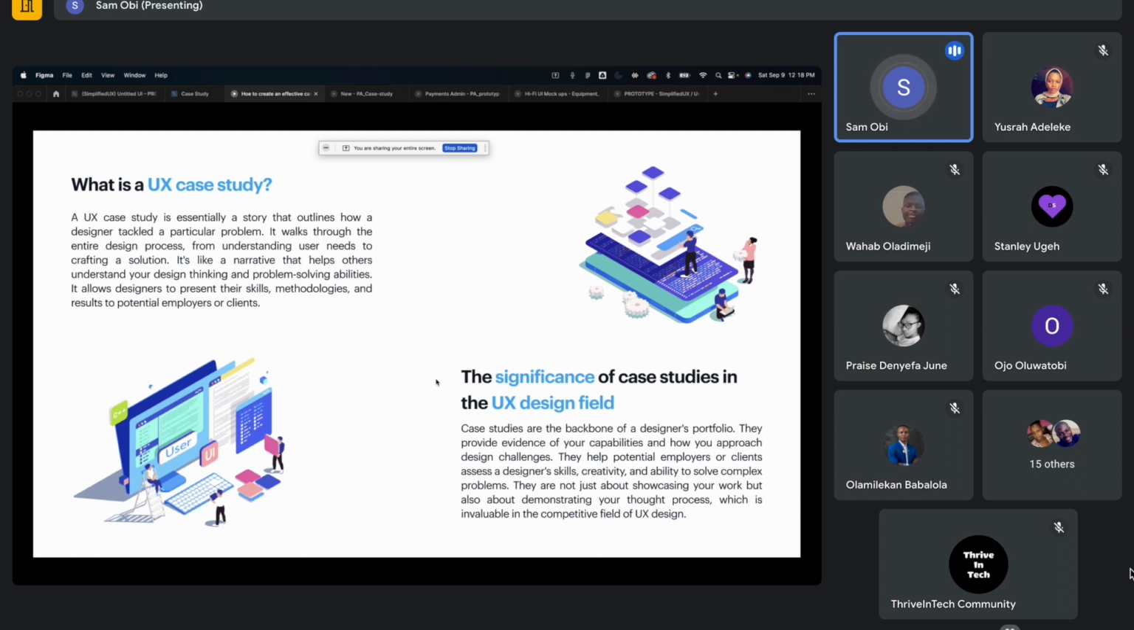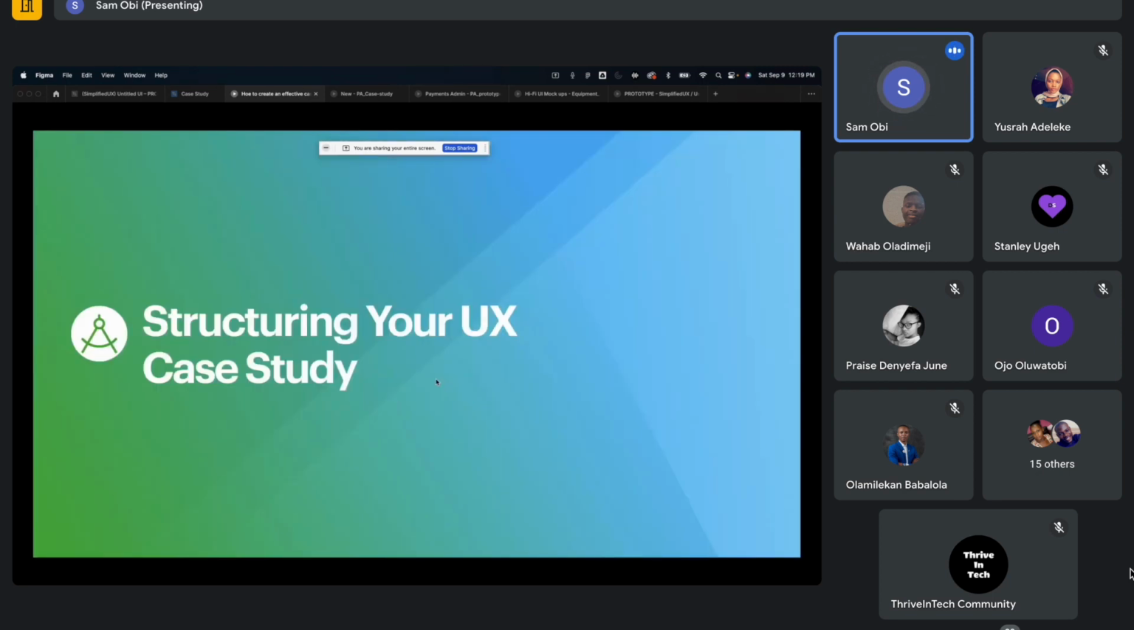So this provides evidence of your capability and how you approach design challenges. They help potential employers or clients assess a designer's skills, creativity, and ability to solve complex problems. They are not just about showcasing your work, like I said, but also about demonstrating your thought process, which is invaluable in the competitive field of UX design.